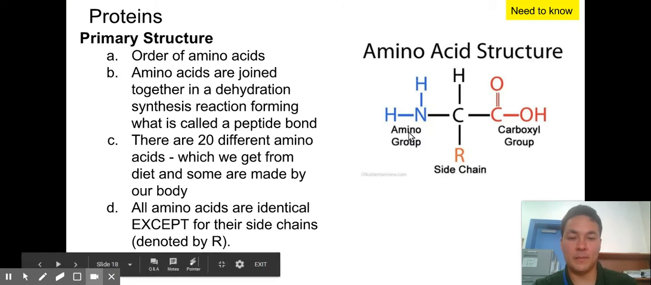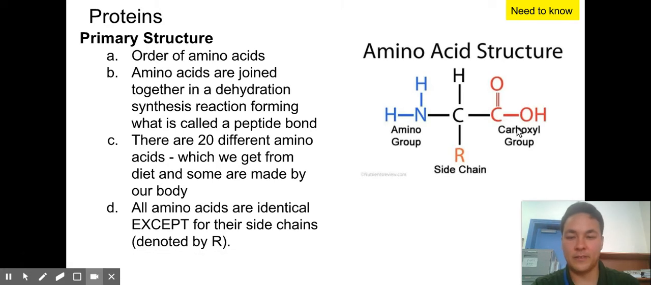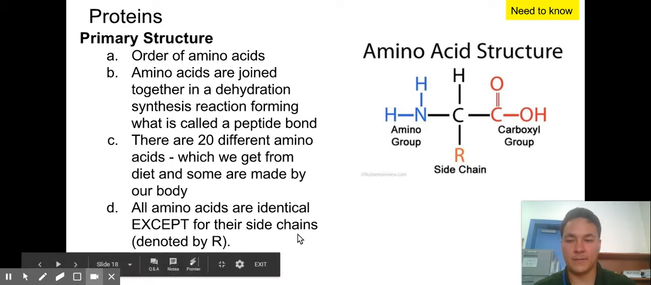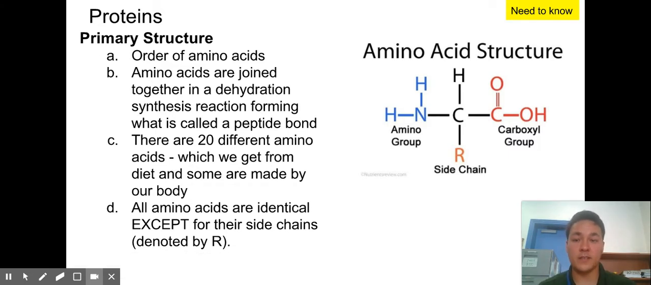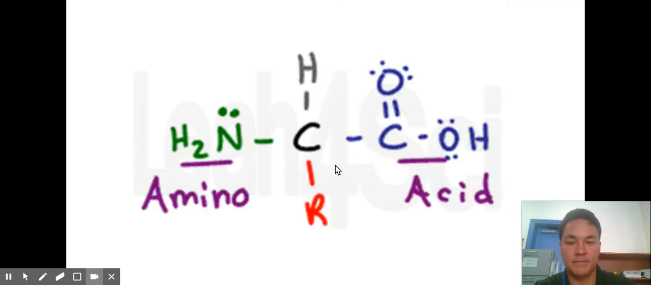Here we go. Here's what an amino acid looks like. It's going to have an amino group. It's going to have, this is called a carboxyl group. You don't need to know that. It's going to have a central carbon, and then it's going to have an R group. The R groups are different for each amino acid. There's going to be 20 different amino acids. We get them from what we eat, and some of them are synthesized by our body. Every single one of these amino acids has this part identical, but the R chains are different. This is called the primary structure of a protein. So this is the order of the amino acids. We'll do a lot of coding of this later on.